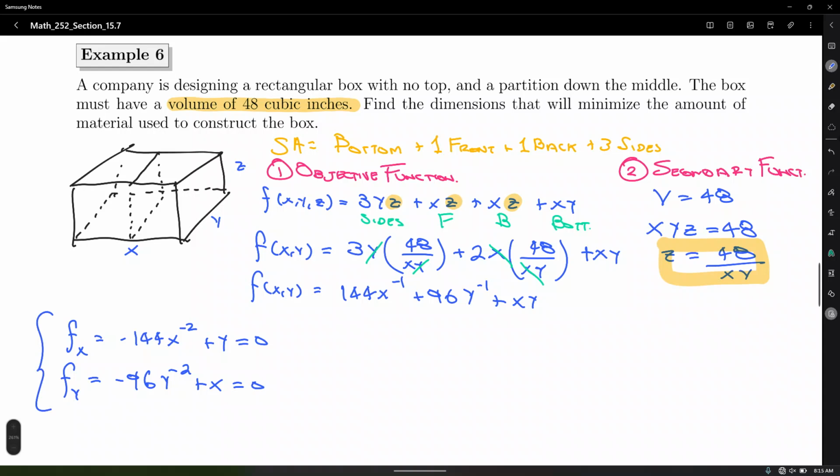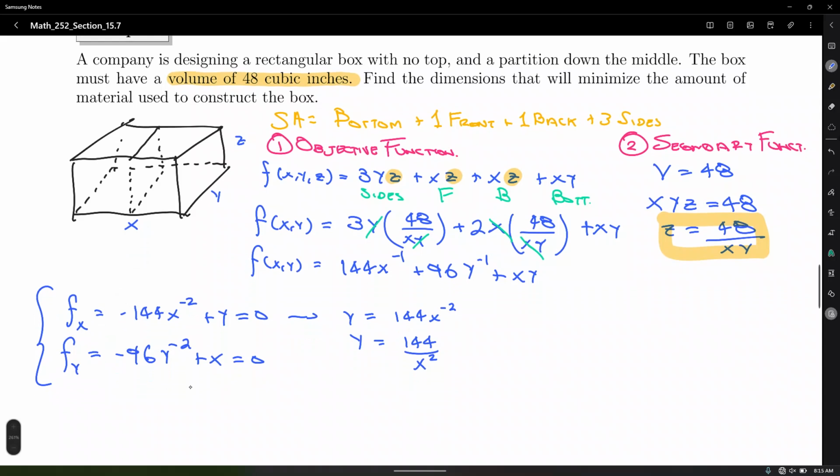So from here, how about we solve for y? y equals, actually positive, 144 x to the negative 2, which is the same as saying 144 over x squared. Now let's forget about the calculus part of the problem. Let's focus on solving the system of equations. So I just solved for y over there in terms of x. So I can substitute it in the second equation and get the x values.